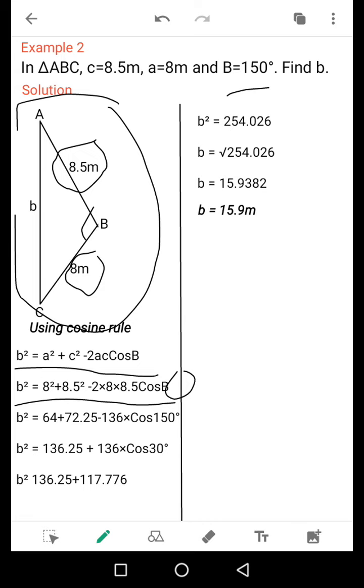So from there, further simplification, we have our B squared to be 136.25 plus 117.776. So B square is, B is finally 15.9 meters. B is finally 15.9 meters. So let us move on.